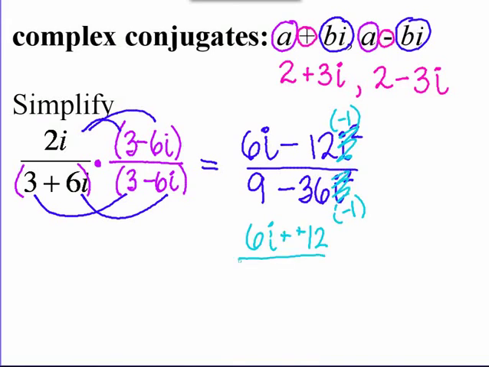On the bottom, what am I going to get? Which is? 45. Last thing in this problem. What do you notice about 6, 12, and 45? They're all divisible by 3. 3 goes into 6i, how much? 2i. 3 goes into 12. 3 goes into 45. 15. And there you go.